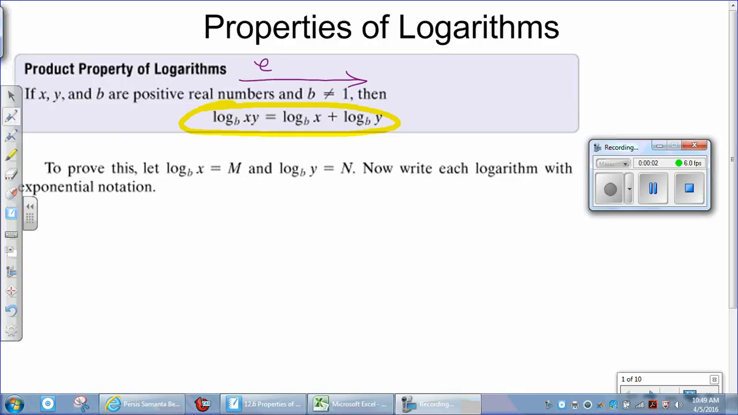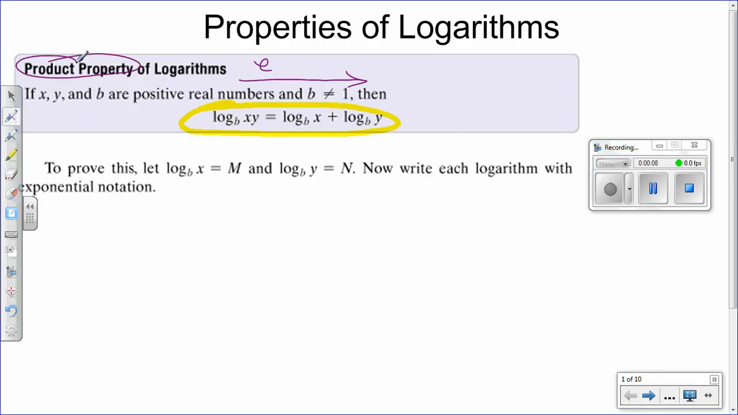This video will cover a section that does not have a number, but it is properties of logarithms. So we're going to cover the product property, then the quotient property, and finally the power property. With the product property, we could go from left to right, and we refer to that process as expanding. We could also go from right to left, and we will refer to that as condensing.